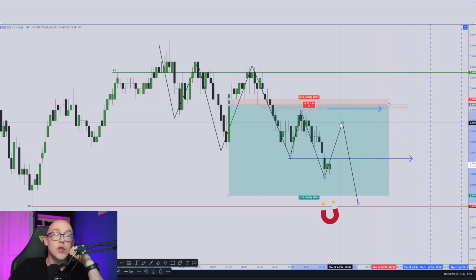Stop is at break even. So this trade really is not more about the entry, it's more about stop loss management when you're in a trade.